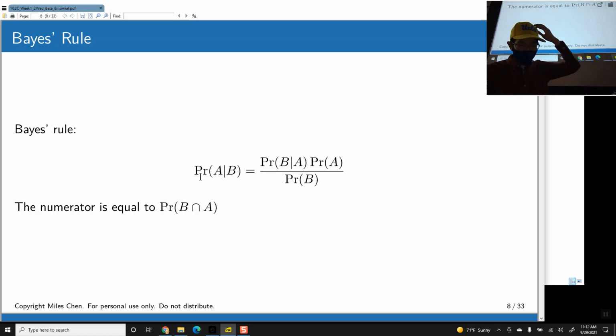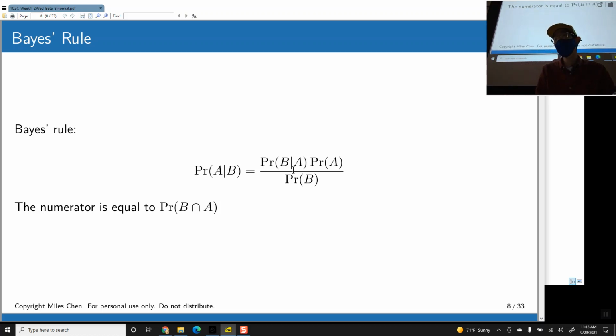So this should be familiar. The probability of A given B is equal to the probability of B given A times the probability of A divided by the probability of B, right? And this numerator, the probability of B given A times the probability of A, that's just the same thing as the probability of B and A, or A and B, or B intersection A, however we want to call it, right? It's the probability that the events A and B happen together. That's what this numerator is.